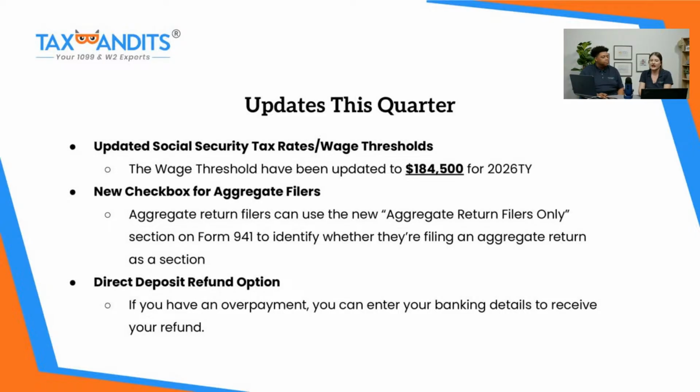So if you're filing on behalf of multiple entities under one return, that is the dedicated section that you would select. And the IRS is now providing a direct deposit refund option. So if you have an overpayment, you can enter your banking details on the 941 form to receive your refund through direct deposit.